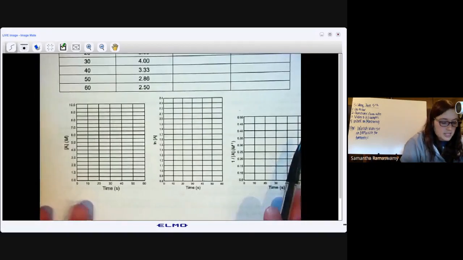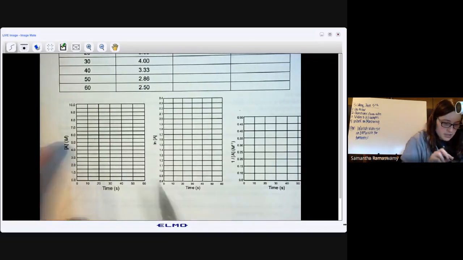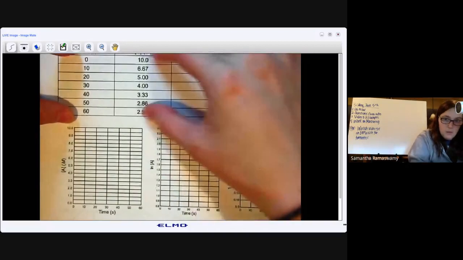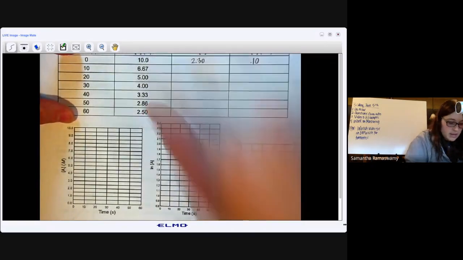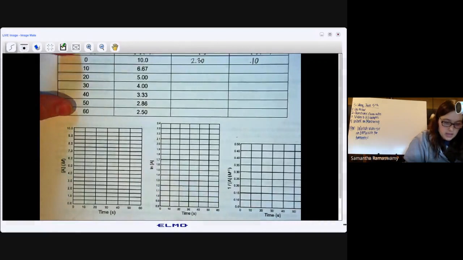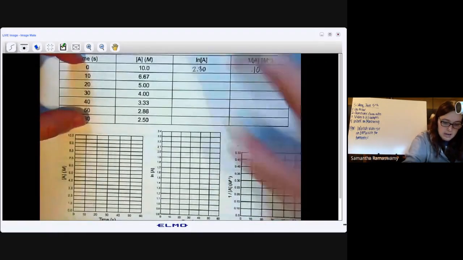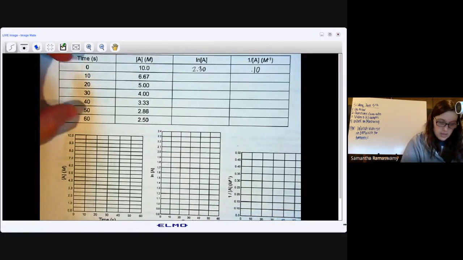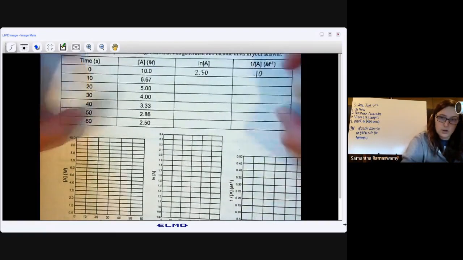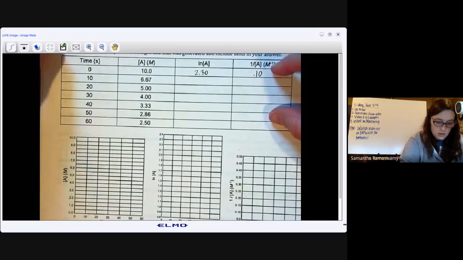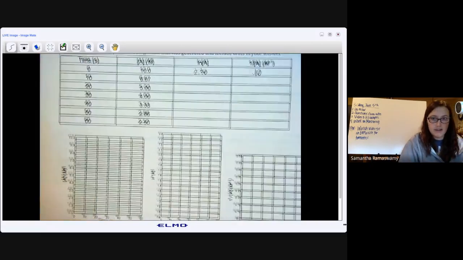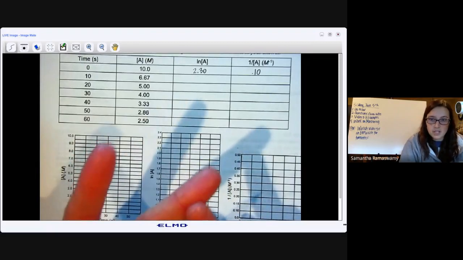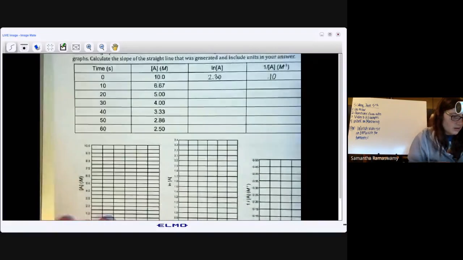So once you have it in the table, you're going to graph concentration versus time. So here's my X and my Y. Then it wants ln concentration versus time. So time is my X, ln is my Y. Then 1 over versus time. Time is my X, 1 over concentration is my Y. So there are your points that you'll be using to graph. So fill in the table and then graph each one. And I'll be working through it up here as well.